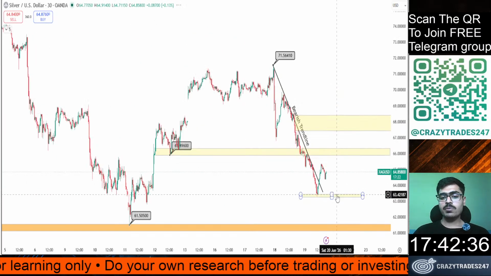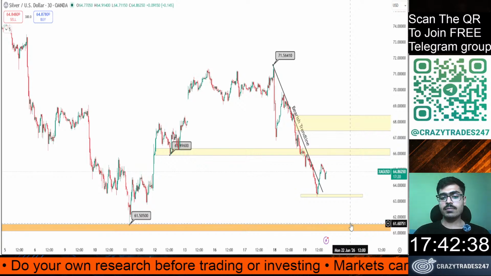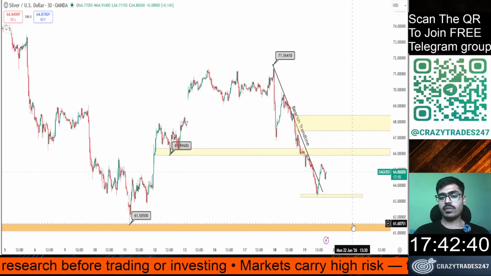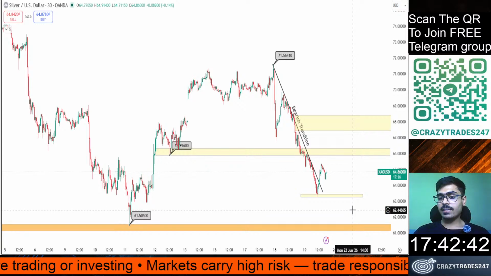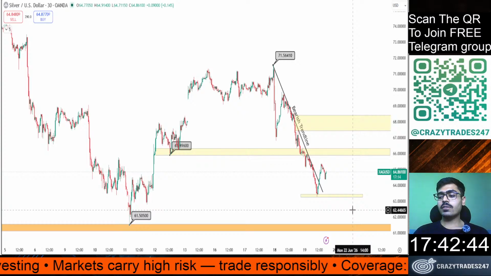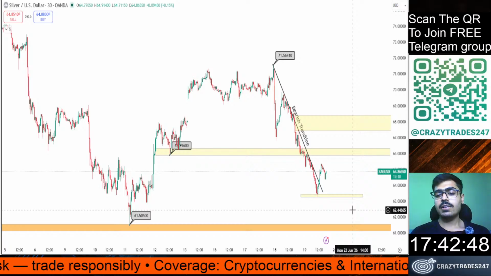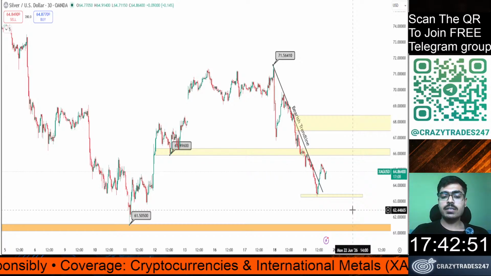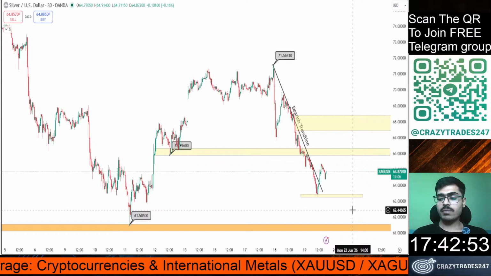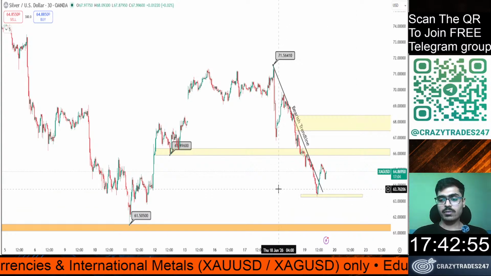And if this support is broken, then it might retest its major support 61.505, which is most likely the case. Even if we don't see any moves today, it's more likely that price is going to retest this level of 61.505 in the near future.